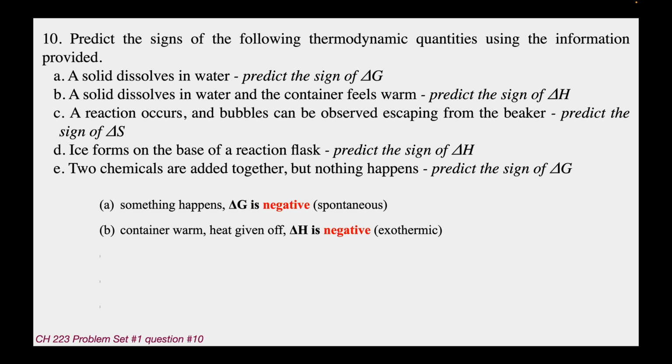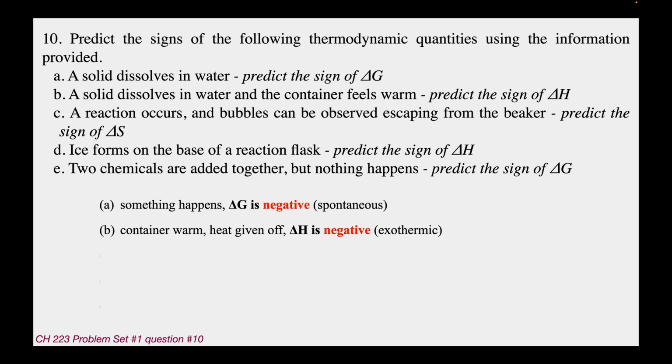Endothermic always means delta H is positive. So if the container would have felt cold, that would have been an endothermic reaction. Delta H would have been positive. But here it feels warm. Exothermic, negative delta H. C, a reaction occurs, bubbles can be observed escaping from the beaker.